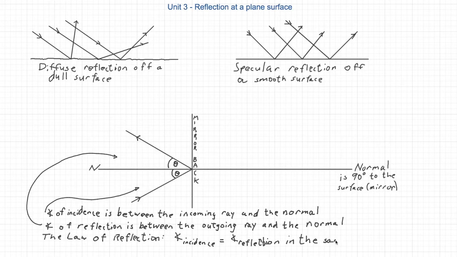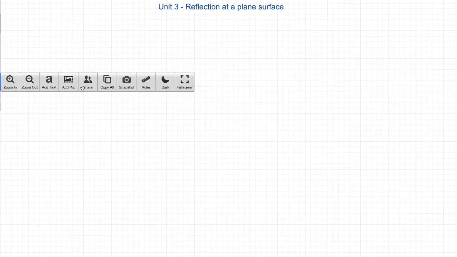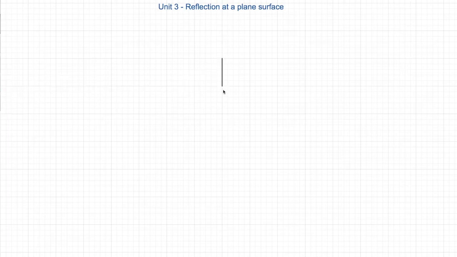So when they're all on the same plane, that means that when a ray hits the mirror on our screen here at angle theta, it doesn't bounce off the screen and come closer to you at angle theta in a different plane. That does not happen. All rays stay on the screen in the same plane.